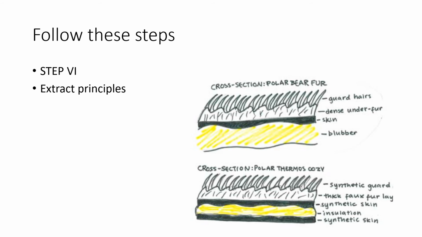Step 6 involves extracting the principles. In order to extract the principle, we need to understand the biological entity clearly. For example, in the figure given on the top, we are taking the biological entity as polar bear. So we are trying to understand how it keeps warm in cold weather, and then we try to extract that strategy in order to develop a bottle which can keep warm in cold weather, as shown in the bottom figure.